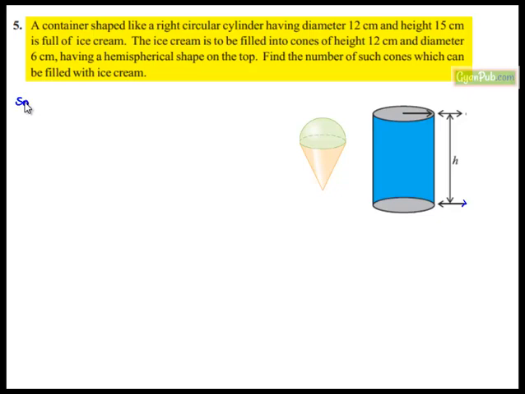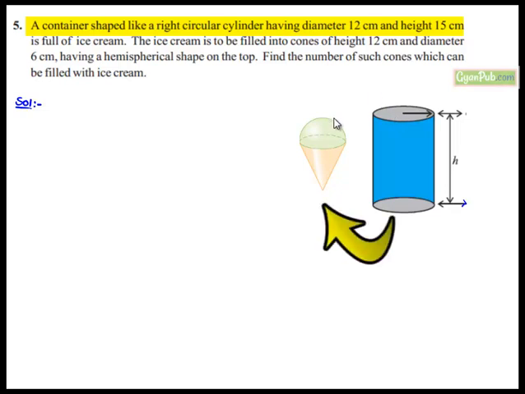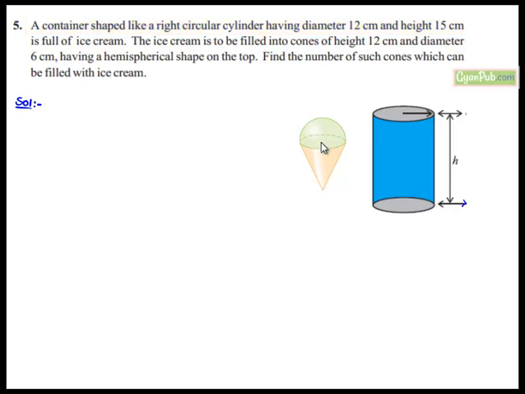Now coming to the solution. In the right circular cylinder, there is ice cream, so the complete volume is of ice cream. The dimensions of the right circular cylinder are given as diameter 12 centimeters and height 15 centimeters. He says that this ice cream must be filled in the cones with the hemisphere on the top. And finally he is asking how many such cones can be filled with the ice cream, and he has also given the dimensions of the cone as 6 centimeter diameter and height of 12 centimeters.